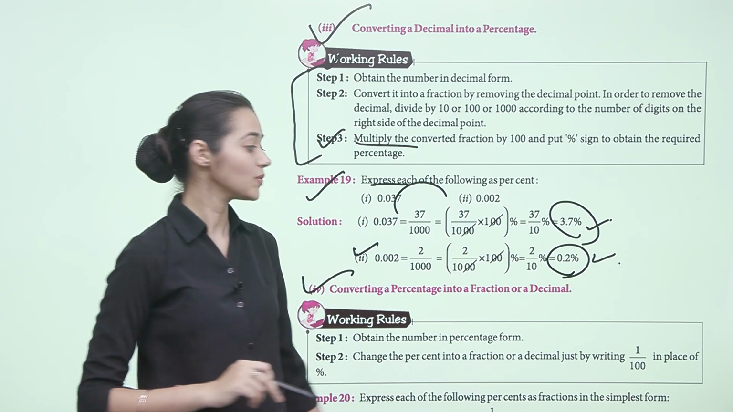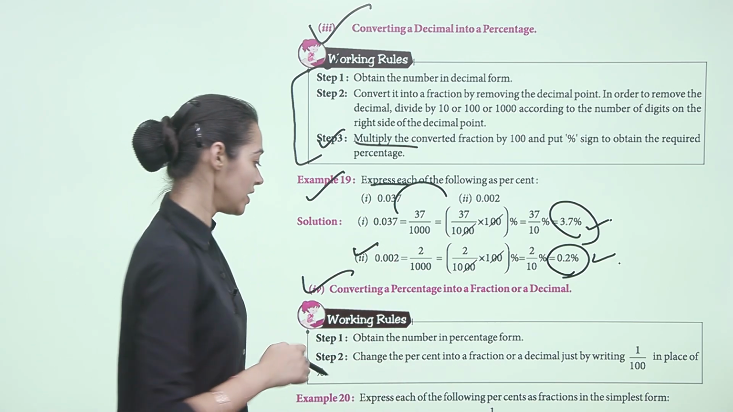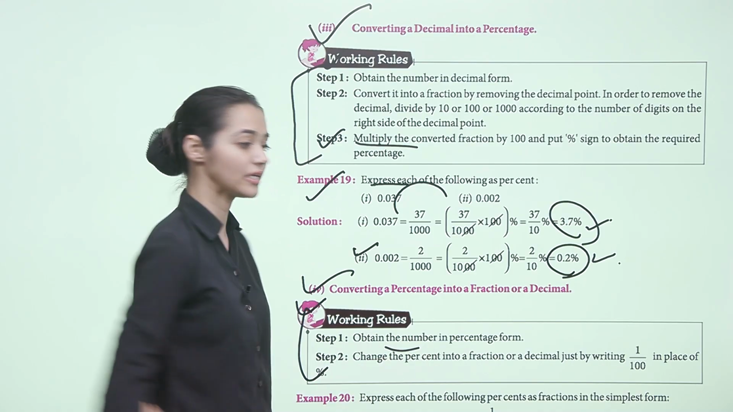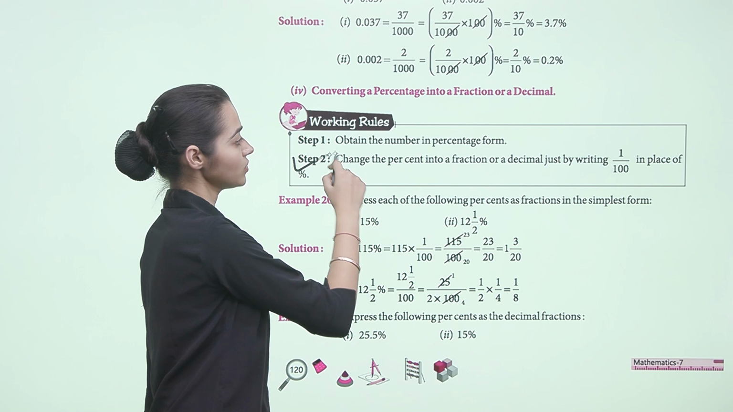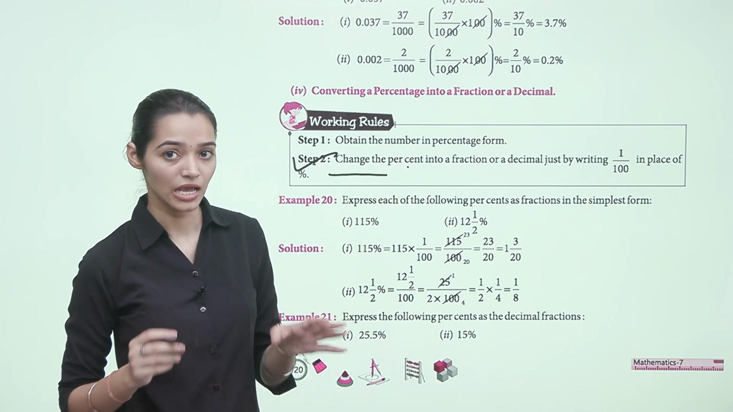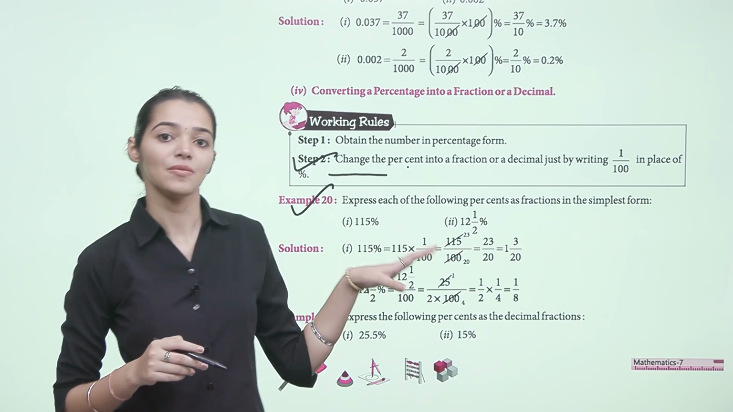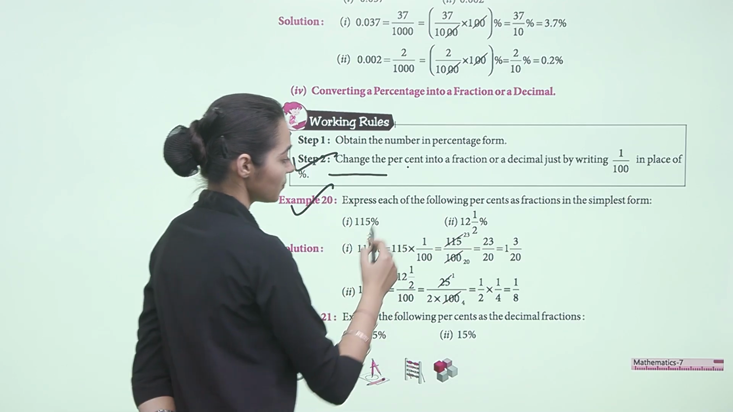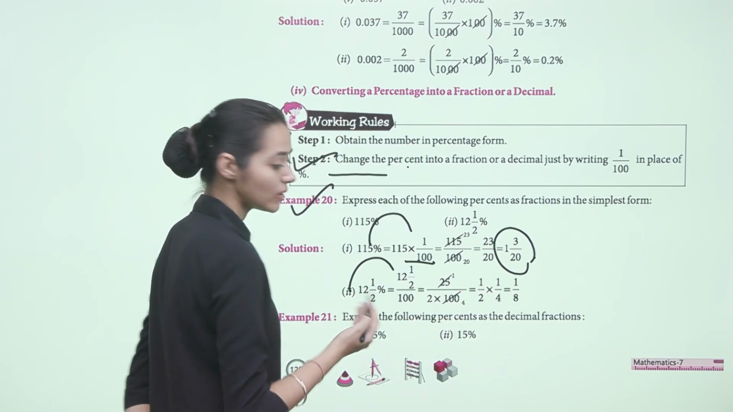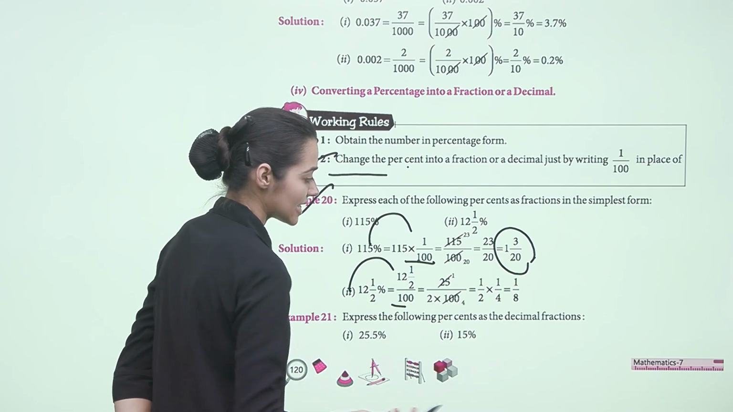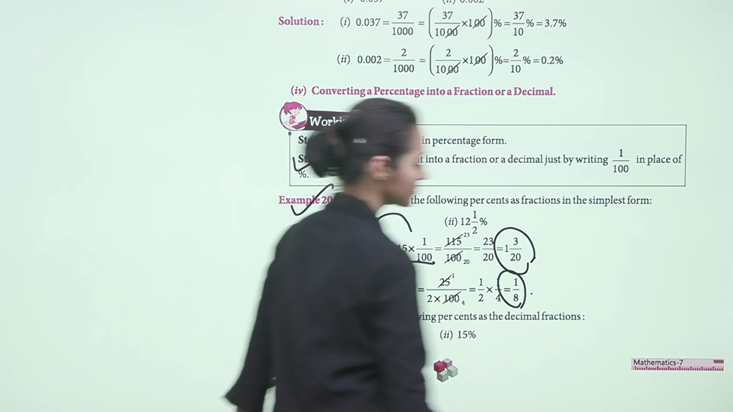Now let's see how we can convert a percentage into a fraction or a decimal. Here are our working rules. Step 1 says that we obtain the number in percentage form. Step 2 says that we change the percentage into a fraction by putting 1 by 100 in place of the percentage symbol. For example, here we have to express a percentage as a fraction. The percentage symbol is replaced by 1 by 100 and it becomes 23 by 20. Firstly, we convert it into an improper fraction, and upon 100 it becomes 1 by 8. Again, here we have to express it as a decimal fraction.